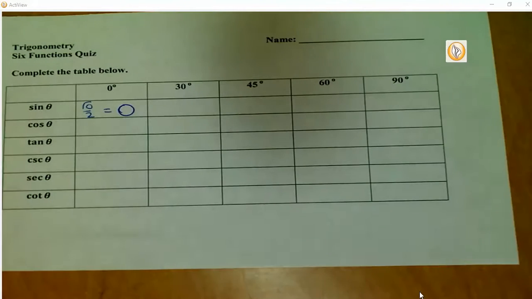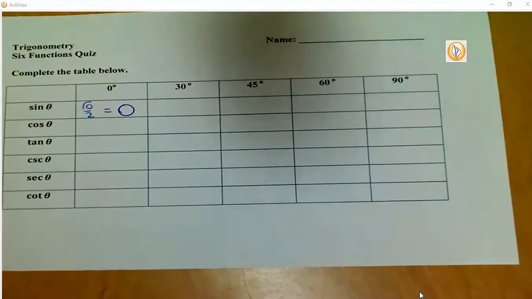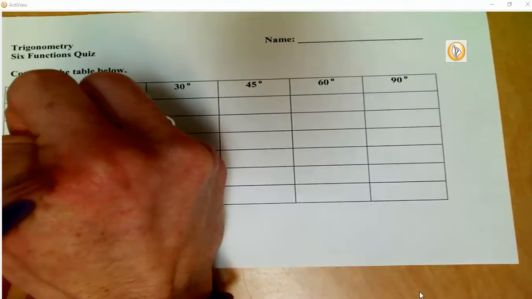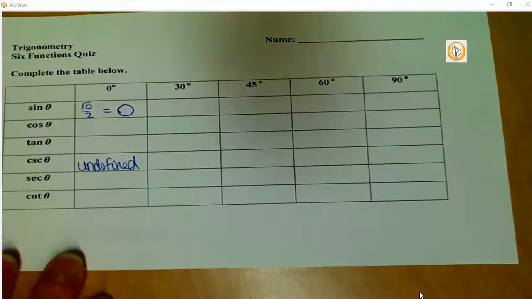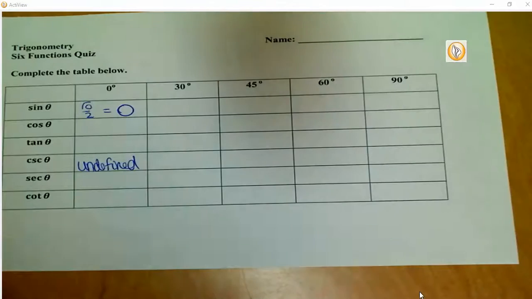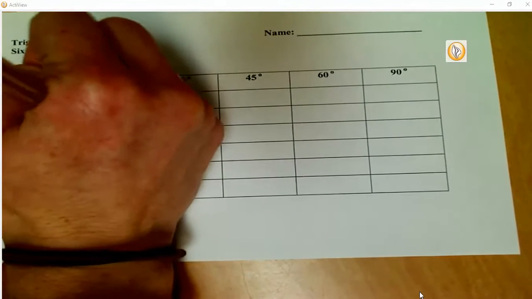Okay, while we're here, let's do the rest of them. If I know sine, what other one do I automatically know? Cosecant is the reciprocal. What's the reciprocal of 0? Undefined. Okay, cosine is the square root of the bottom over 2. So that would be radical 4 over 2, which is 1.